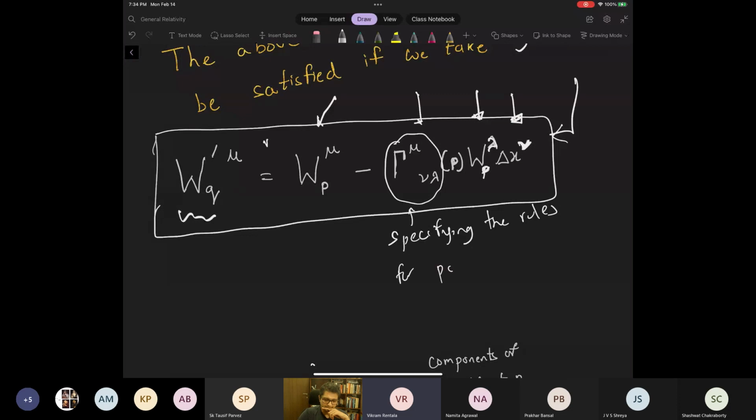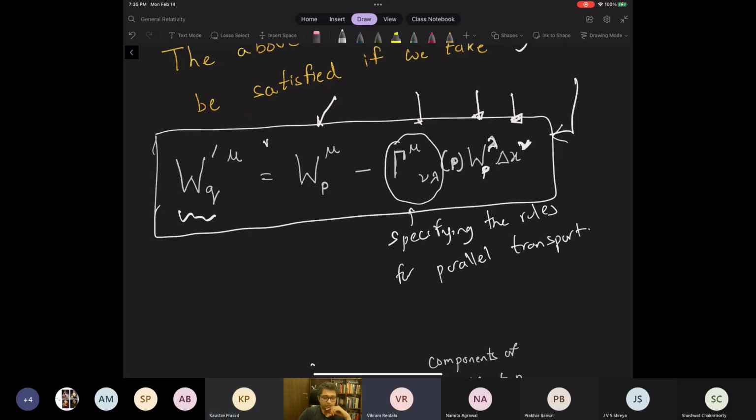Sir? Yeah. I'm sort of confused about the notion of parallel transport. You said that for P and Q we are taking different tangent planes. Then parallel to what, basically?